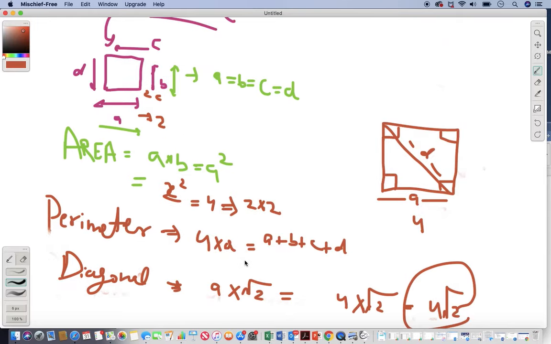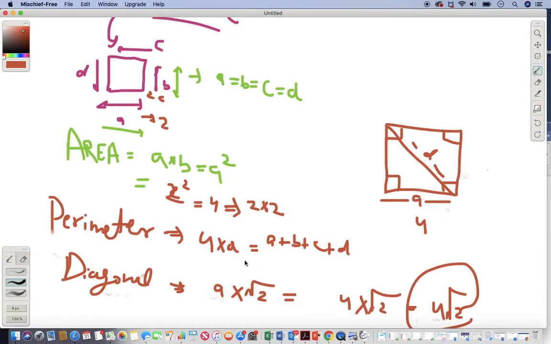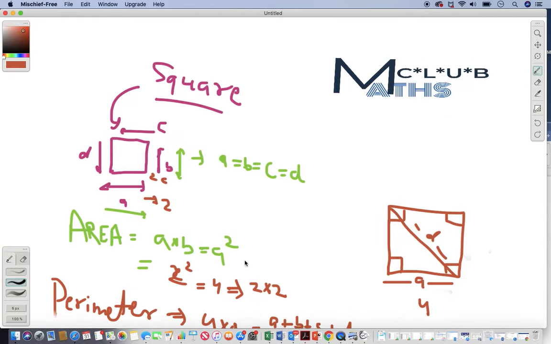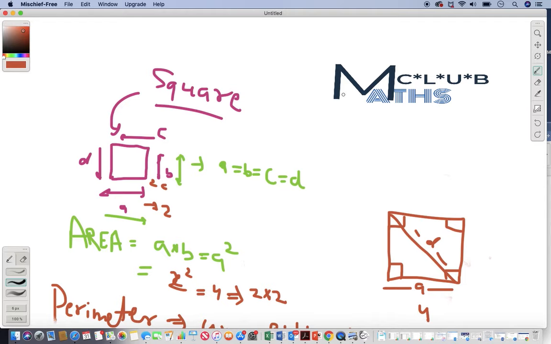So in this chapter we learned about the square, and how to calculate area, perimeter, and diagonal. I'm sure there are many questions that you can try.